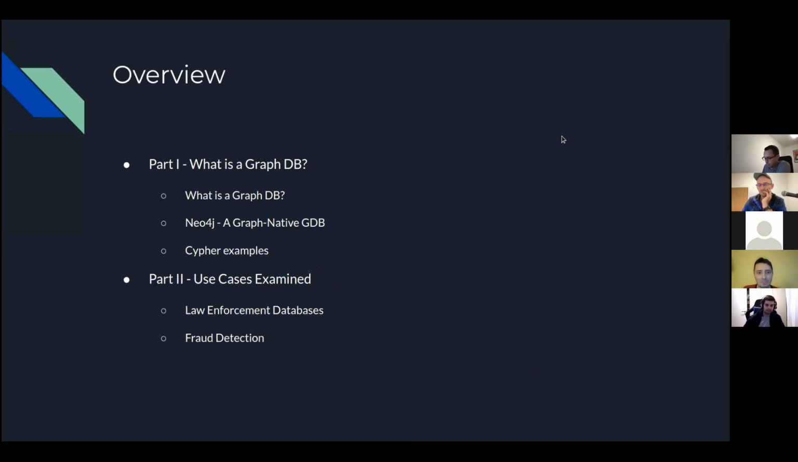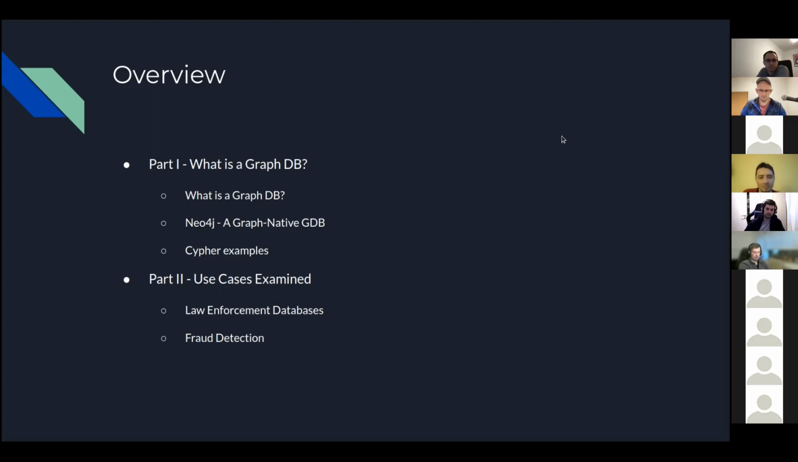Okay, so this is what we're going to be talking about. First, a higher level overview: what even is a graph database, what is Neo4j, and a short talk about Cypher, which is the query language that Neo4j uses. And then in part two, we're going to take a look at these two use cases. What's the basic problem definition and how do graph databases help solve that problem?